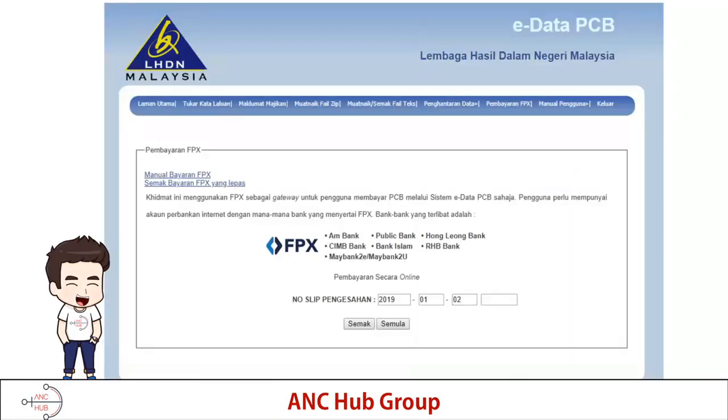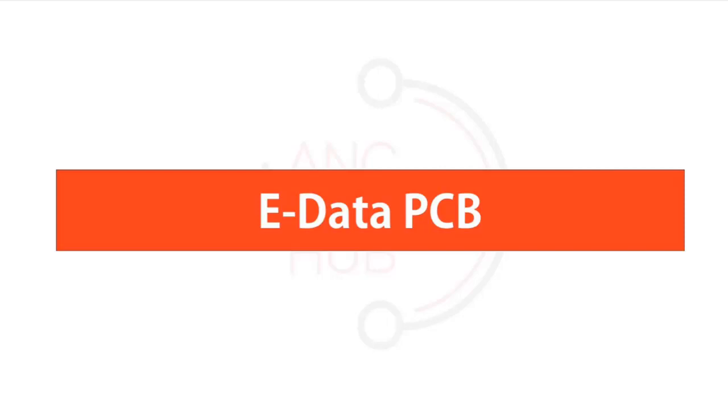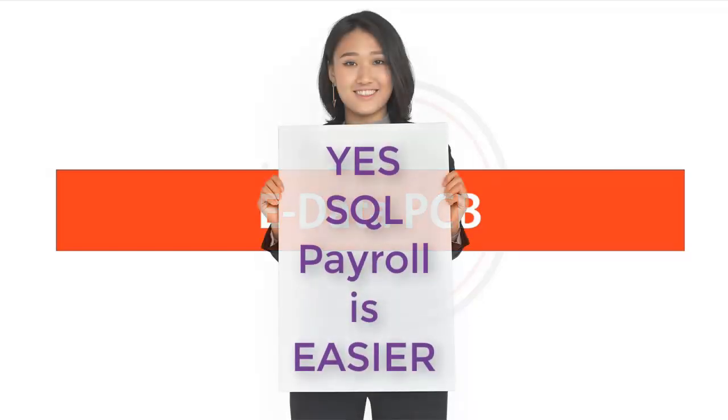How do you find your records, which is the payment that you have made? Very simple. Just go to Pembayaran FBX and then you can just put in the details, the acknowledgement details which you obtained from the slip earlier, and then just click Semak, send. Then you will get the information. This is how simple eData PCB is. Basically just need a software and you just need to know how to upload the file. It's much more efficient, much more effective, and less mistake.